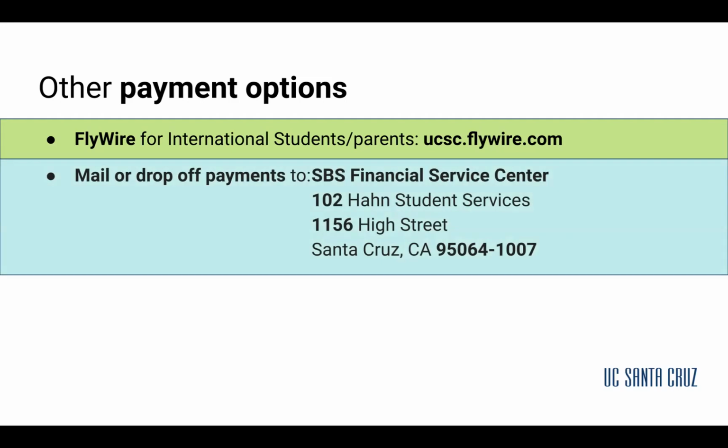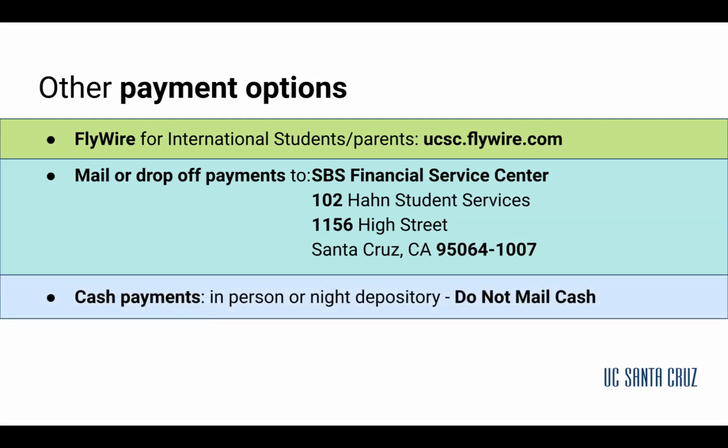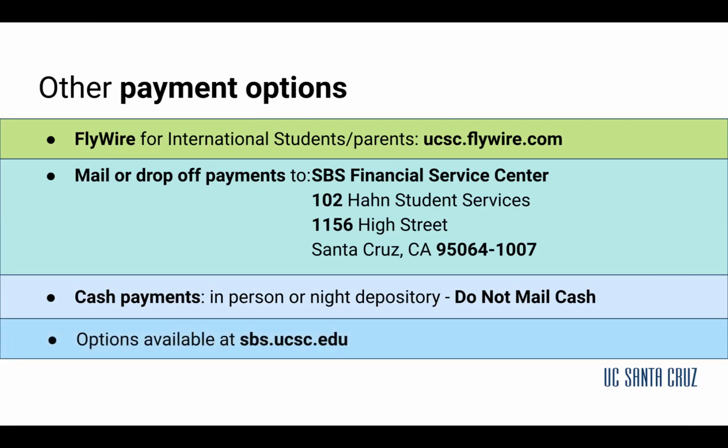Payments can also be made by sending a check or money order with your student's first and last name and their student ID number to SBS Financial Service Center, 102 Hahn Student Services, 1156 High Street, Santa Cruz, California, 95064-1007. You or your student can also pay with a check, money order, or cash at the SBS Financial Service Center office. Please do not mail cash. To find all these options again, visit sbs.ucsc.edu.